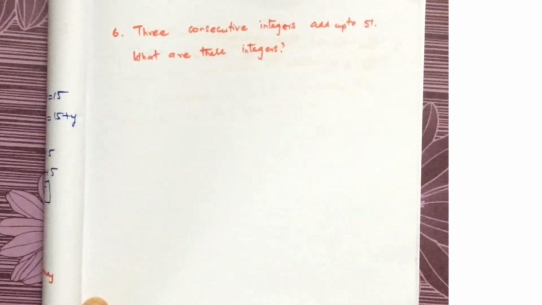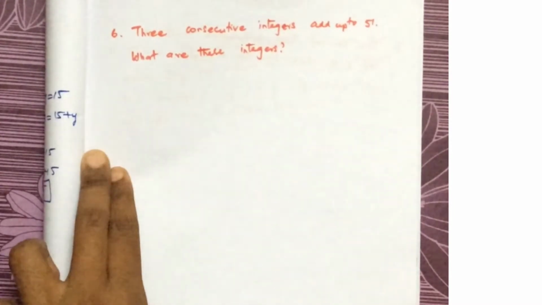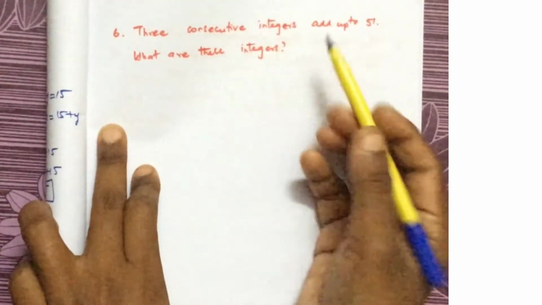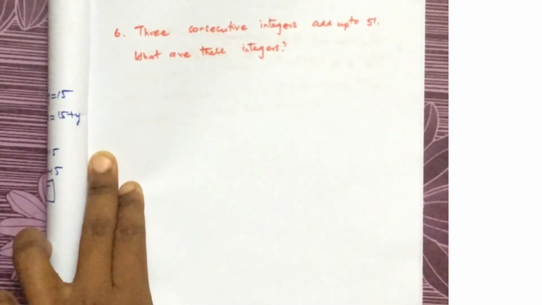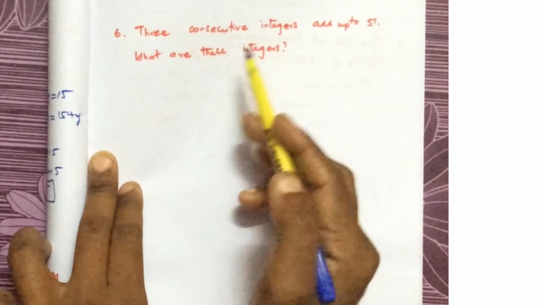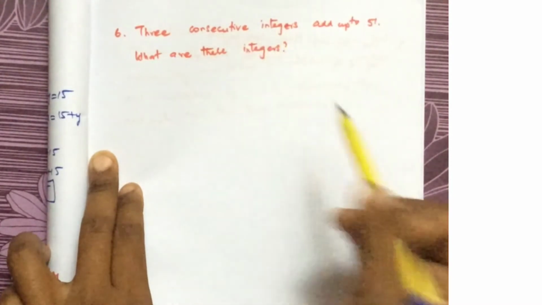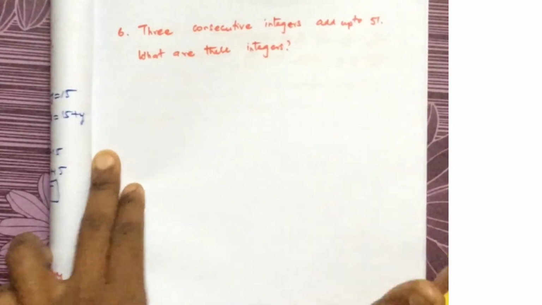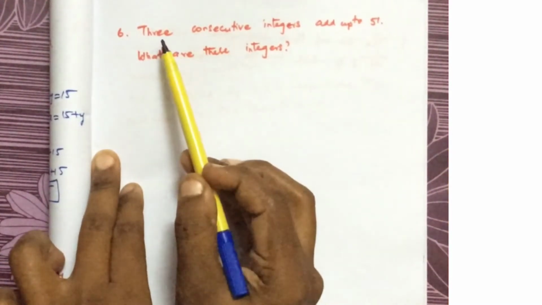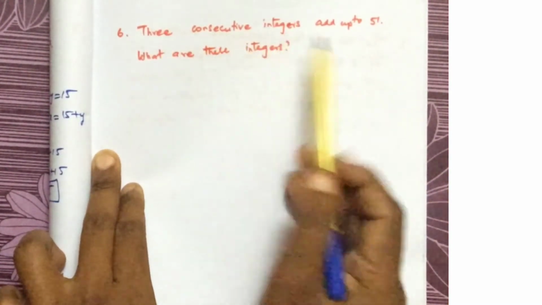3 consecutive integers add up to 51. What are these integers? Now we know what integers are. Integers include negative integers, 0 and positive integers. Together they are integers. What are consecutive integers? The nearby integers are called consecutive. We already studied what is meant by consecutive. So now, 3 consecutive integers.